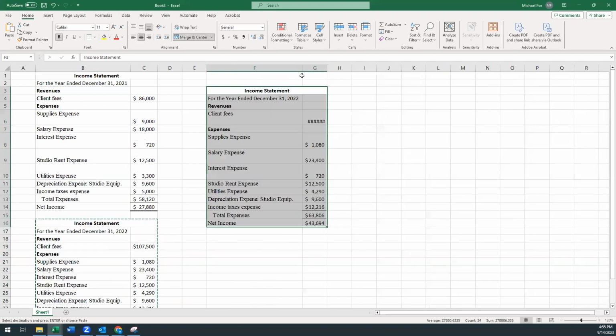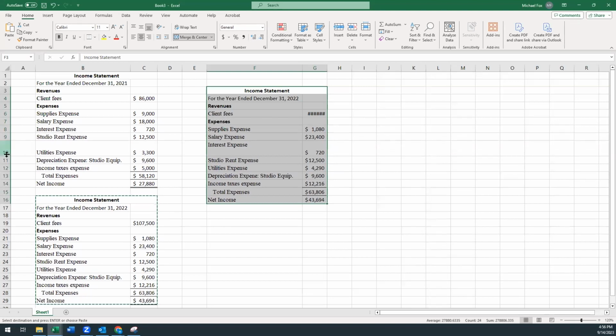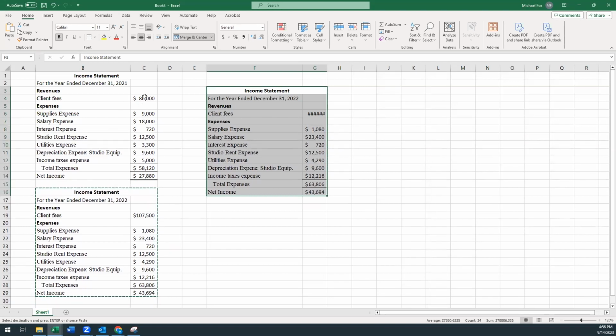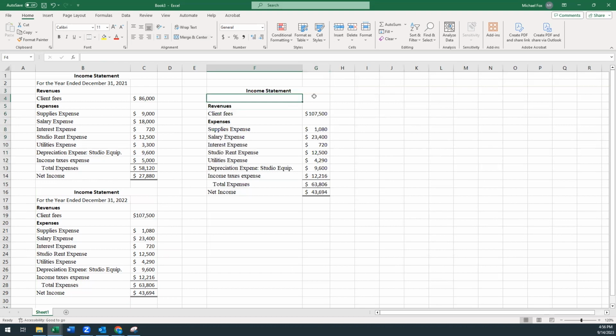set up our income statements so that they are side by side here. And this will make our life a lot easier. So in essence, we're going to say this is for 2022. I just copied and pasted it. And then we'll take the data here from 2021 and put it right next to it.